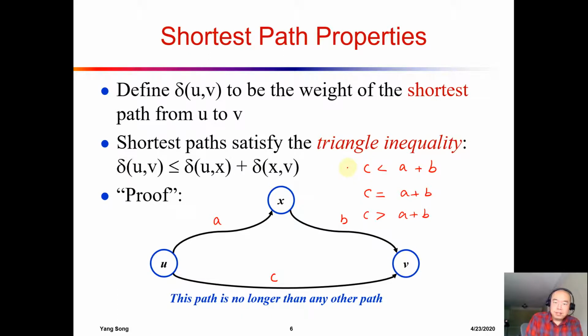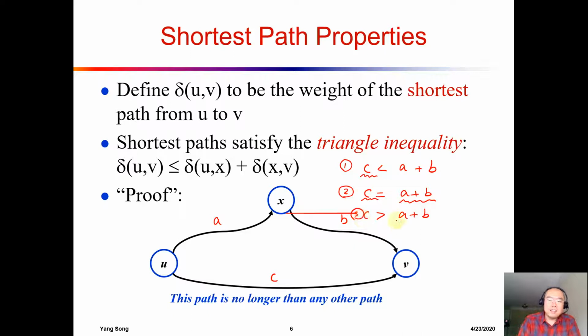So if we are in case one, what will the delta value be? The delta value will be C, because that is the shortest path. For case two, it doesn't matter. Delta can be C or delta can be the sum of A plus B, because both of them are the same. And how about case three? For case three, which one will be the delta?